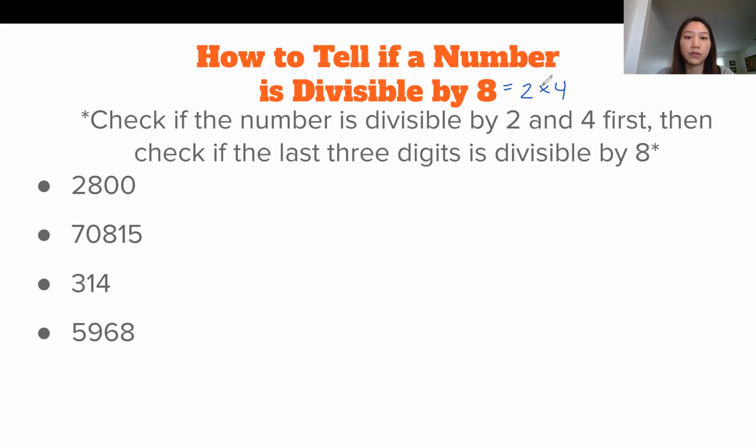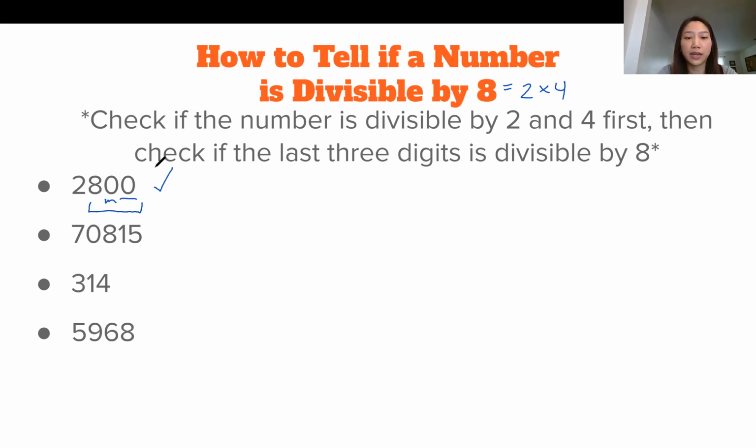So for example, if you have 2,800, the last digit is 0, which is even, which means it's divisible by 2. The last two digits is also 0, which means it's divisible by 4. Then you can check to see if the last three digits, which is 800, is divisible by 8, which it is. So that means that 2,800 is divisible by 8.